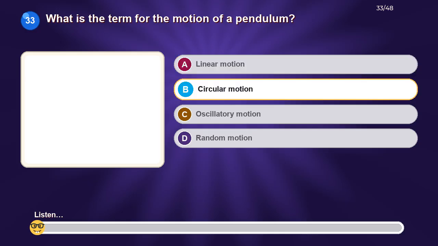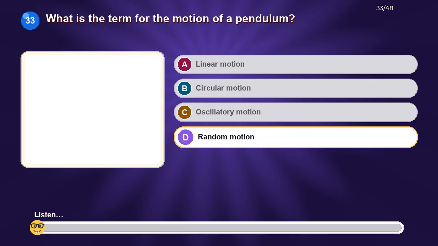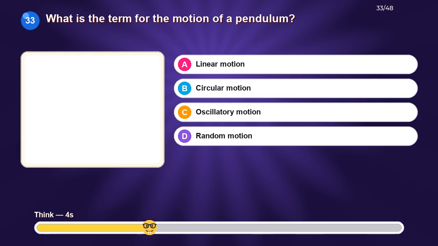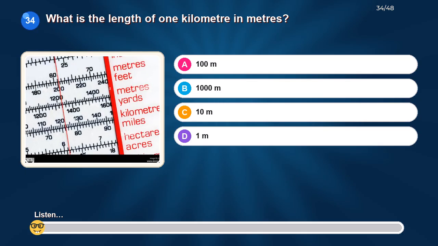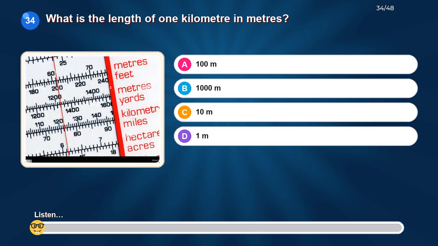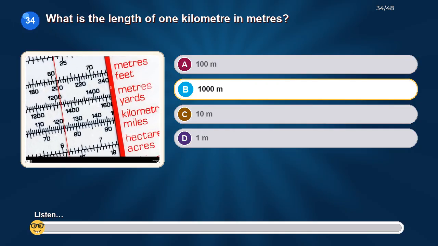Option B. Circular motion. Option C. Oscillatory motion. Option D. Random motion. The correct answer is oscillatory motion. What is the length of 1 kilometer in meters? Option A. 100 meters. Option B. 1000 meters.